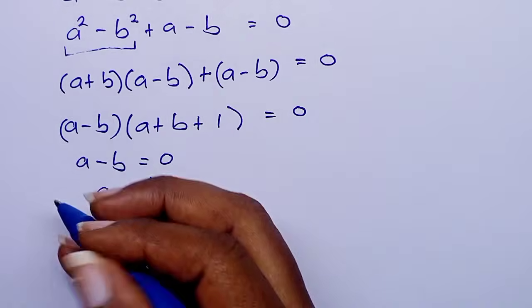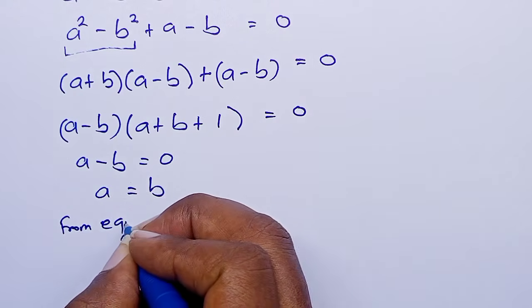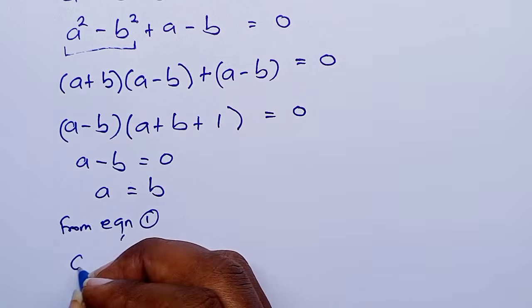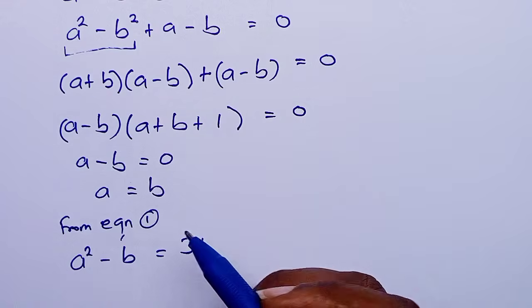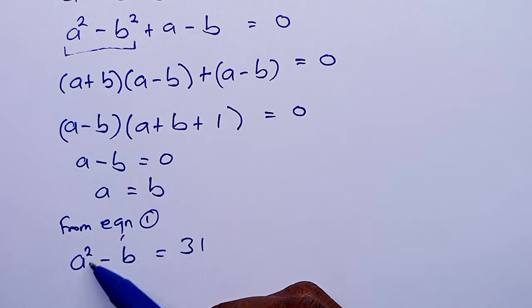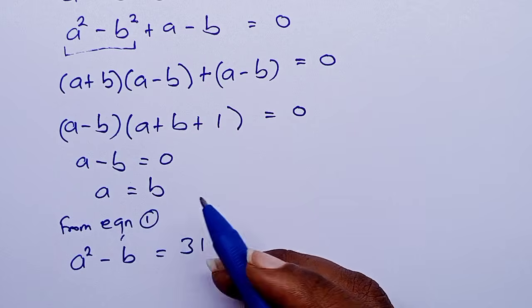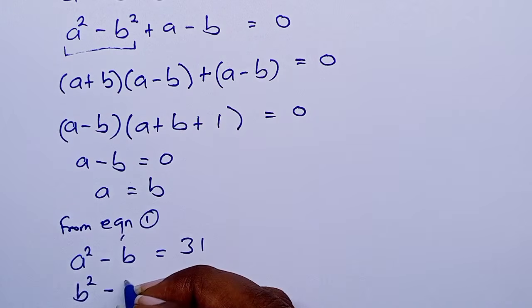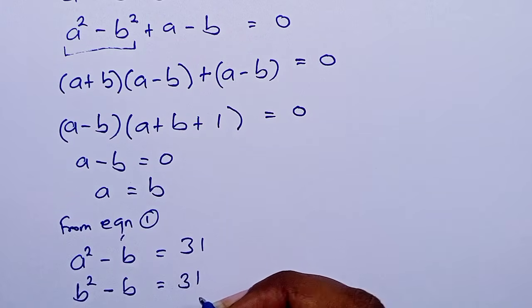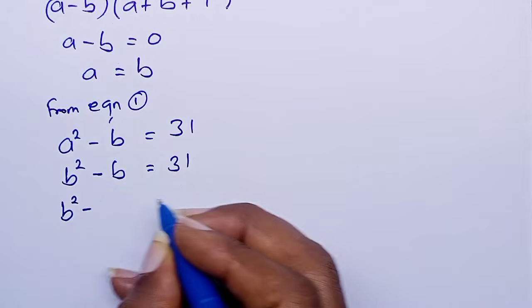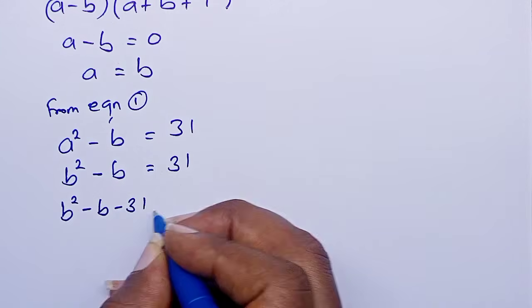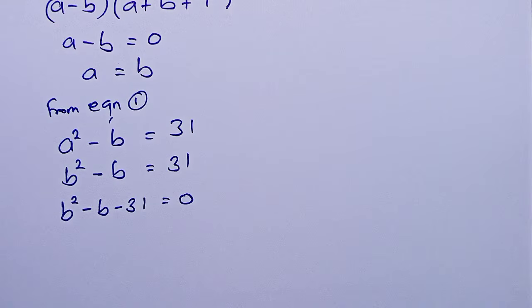But from equation 1, our equation 1 was a squared minus b is equal to 31. So we're going to substitute a with b, since we've said that a is equal to b. So this will be b squared minus b is equal to 31. So we take the 31 this side, so we shall have b squared minus b minus 31 is equal to 0. As you can see, we come up with a quadratic equation. So we're going to solve it using the quadratic formula.